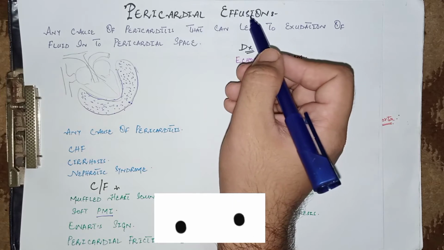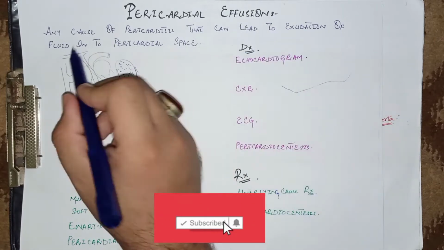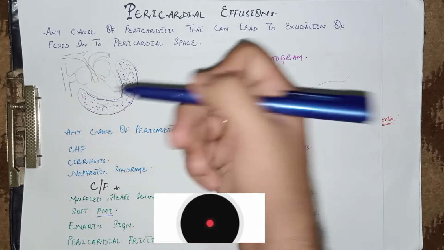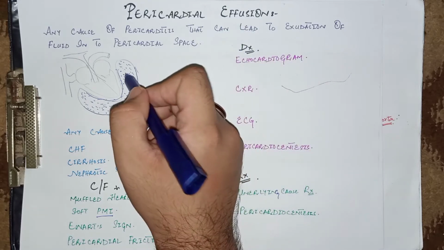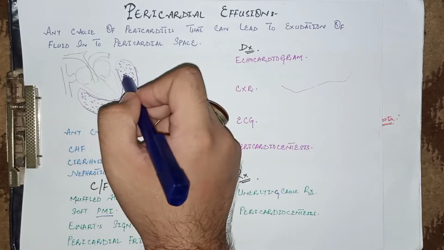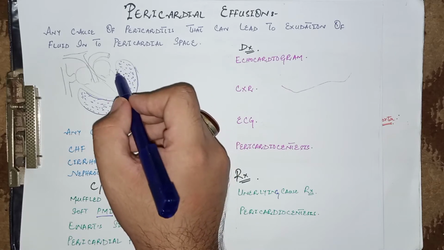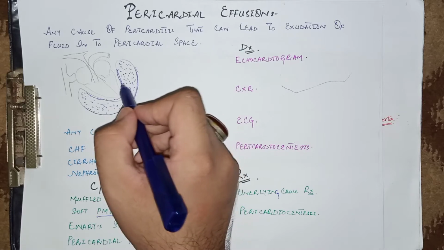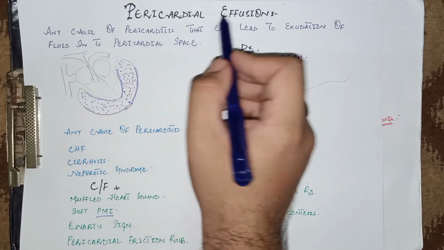So what is pericardial effusion? Any cause of pericarditis can lead to exudation of fluid into the pericardial sac or the pericardial space. In simple words, we can say that exudation or accumulation of fluid within this pericardial space is called pericardial effusion. Now look at this diagram: outside the heart is the pericardial space, which is formed by the inner visceral pericardium and the outer parietal pericardium. So in between these two pericardial layers, if fluid is accumulated, it is called pericardial effusion.